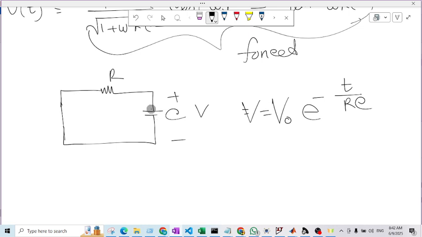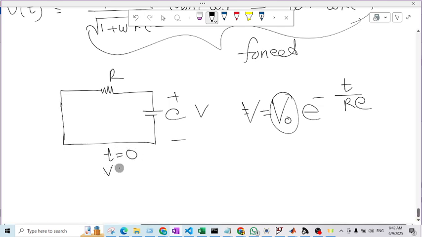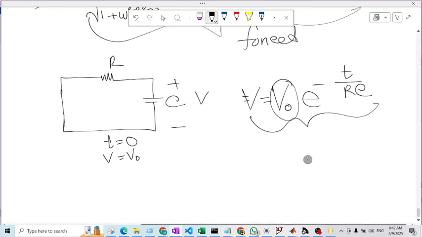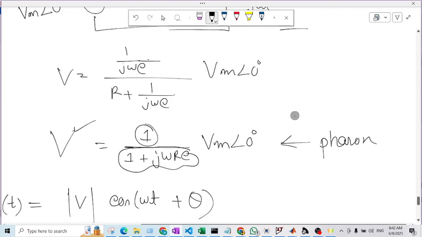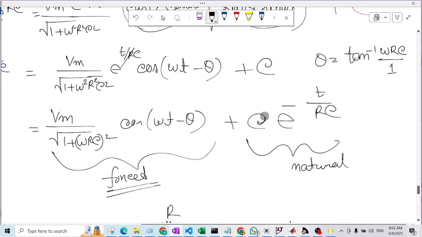So this is our initially charged capacitor. So what is V naught? V naught is the initially stored voltage, the initial voltage of the capacitor. That means when t was equal to 0, the voltage across this capacitor was V naught, right? That means this is our natural response. And from here we learned this, what is this V naught? So what is this C? What is this C?